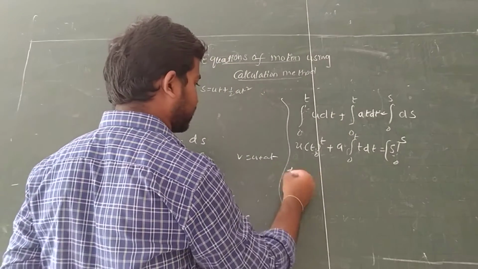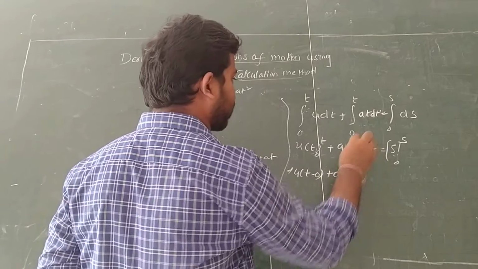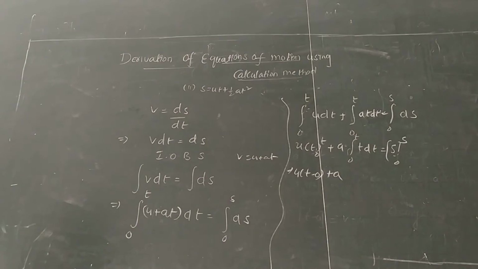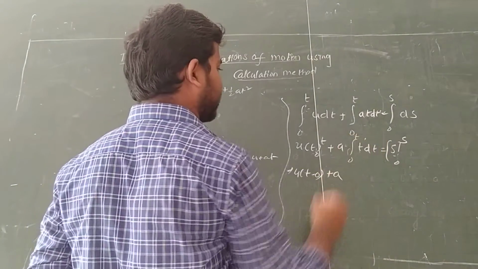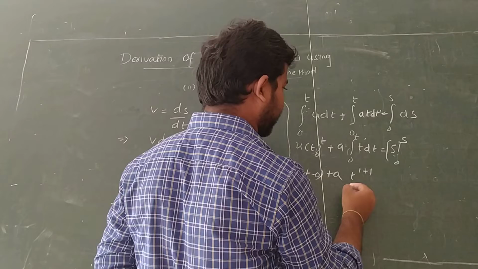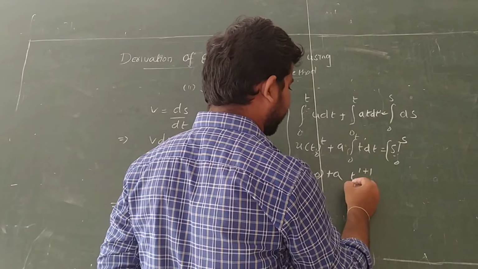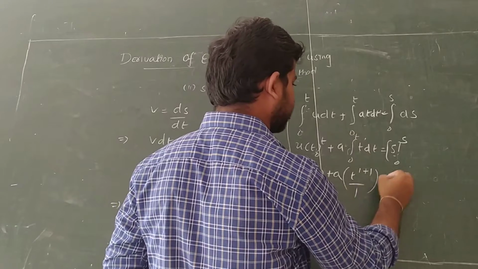Then you can apply the limits u to t, minus 0, plus a, it is t power 1. I told you already, x power n integrates to x power n plus 1 by n plus 1. Here t power 1, and t power 1 is nothing but 1 only. So t power 1 plus 1 by 1 plus 1.